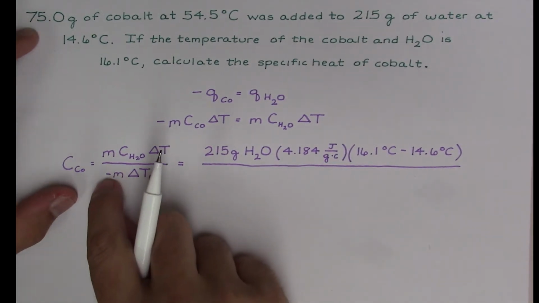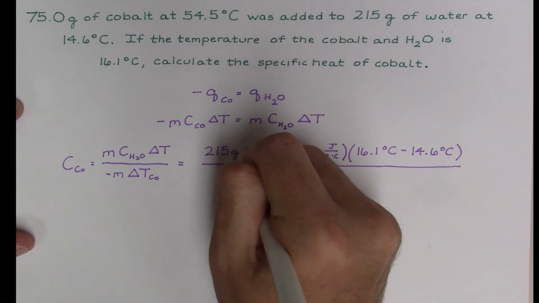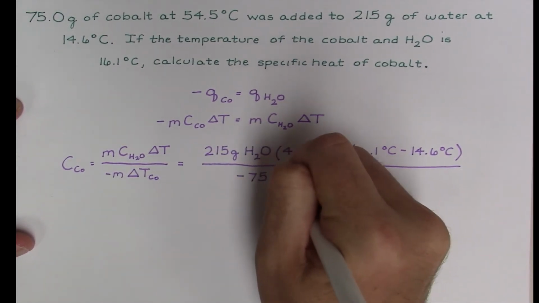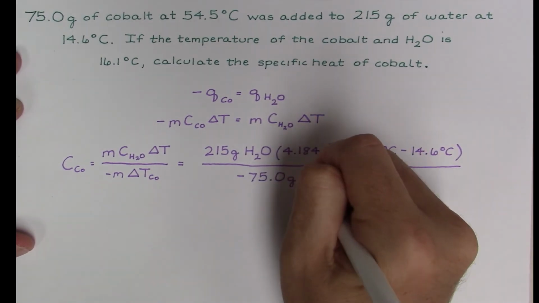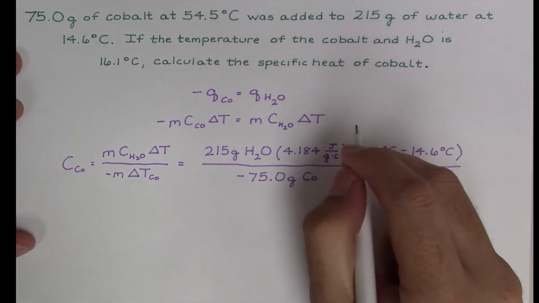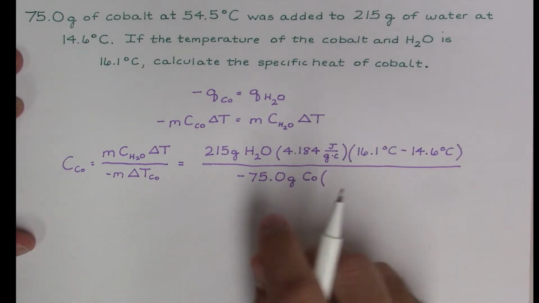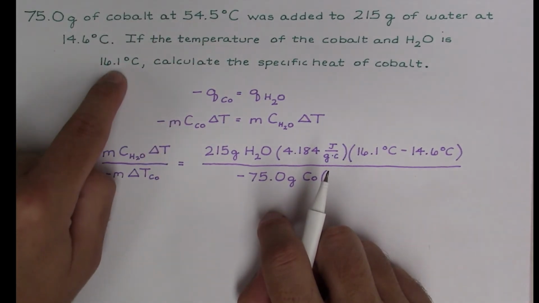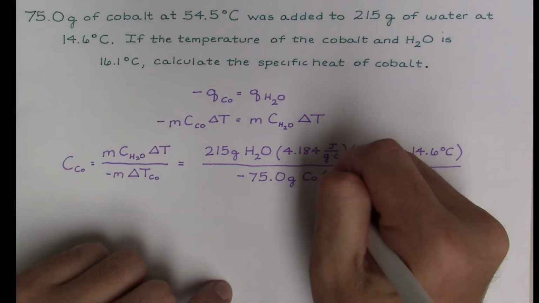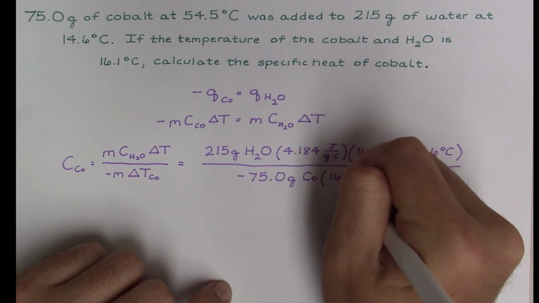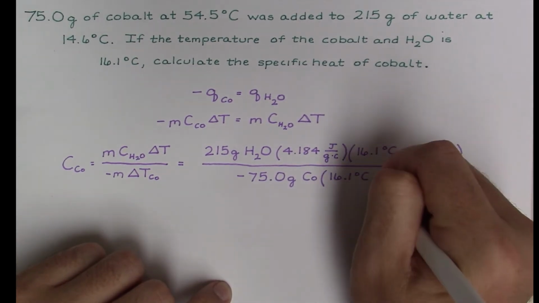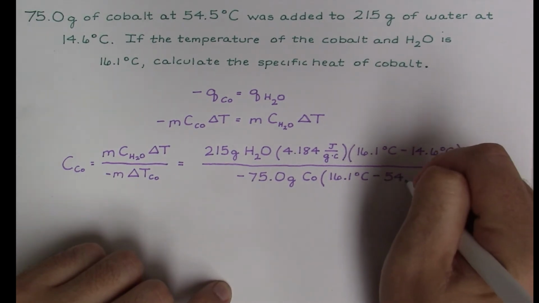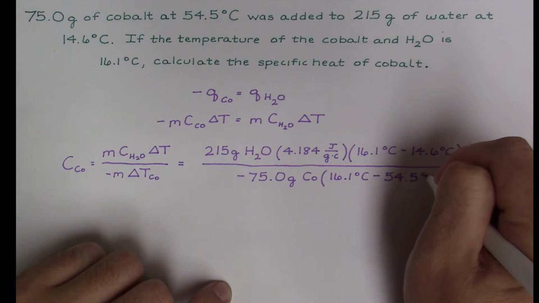So now we need the mass of our cobalt, but we need to make sure to put the negative in front of that mass. So we have negative 75.0 grams of cobalt. And now we must determine the temperature change for the cobalt as well. Remember, we need to have the 16.1 be our final. Our temperatures should be equal for both the water and the cobalt in their final state. The initial temperature is going to be our 54.5 degrees C.